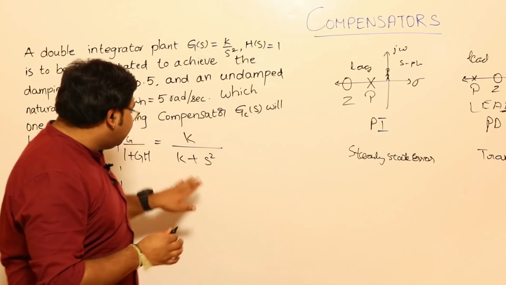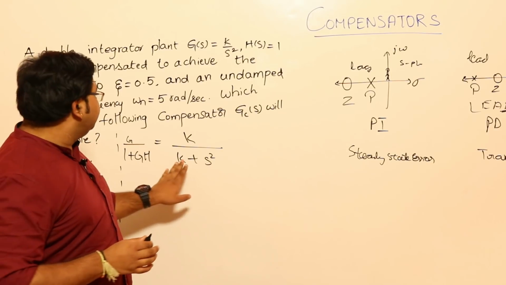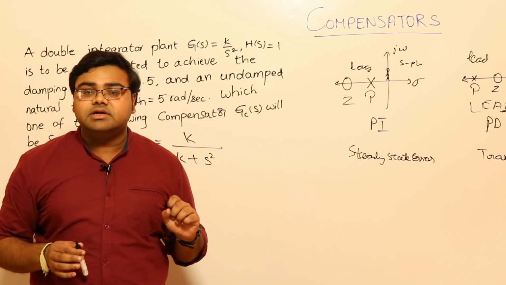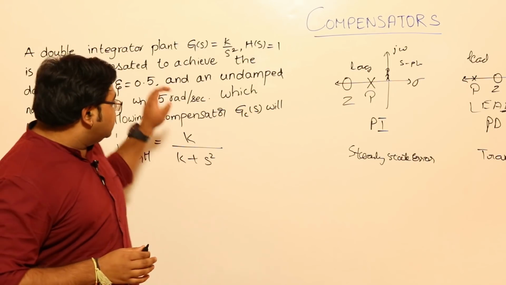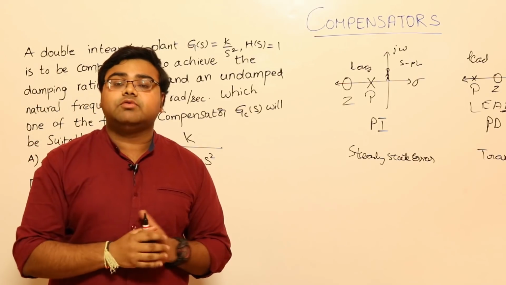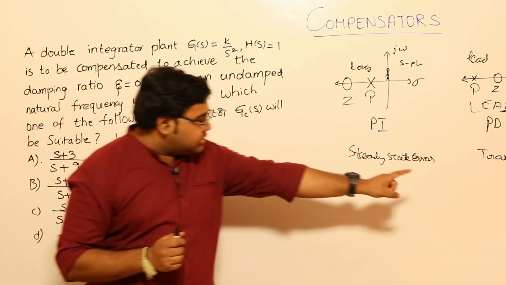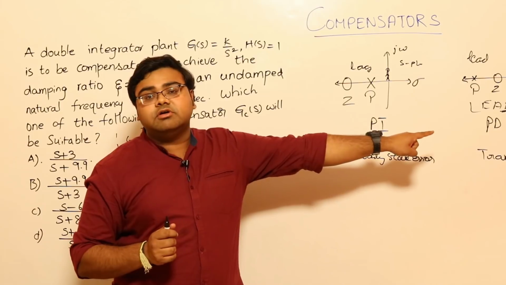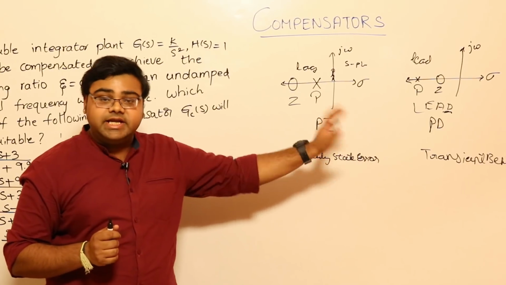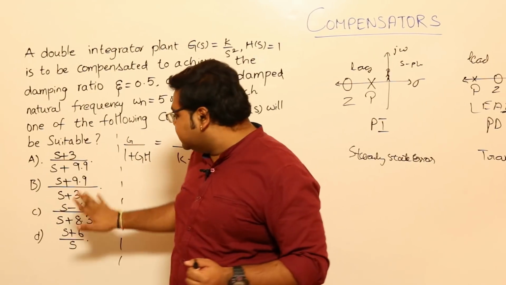That means that its damping ratio is 0. Currently the damping ratio is 0. We want the damping ratio to come as 0.5 and ωn to be 5 radians per second, right? So because this is a transient behavior that I have to fix, and from the shortcut you know transient behavior will be solved by a PD controller, and PD controller is nothing but lead. So I have to see a lead transfer function here.